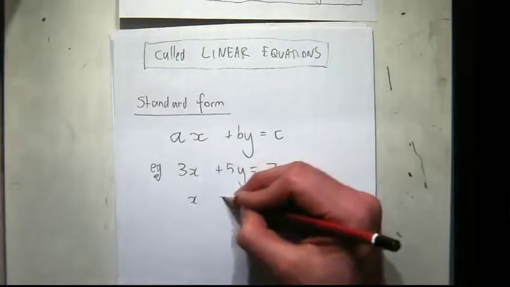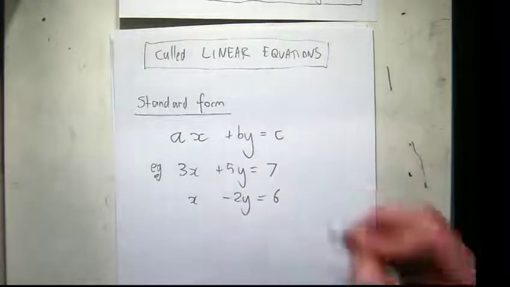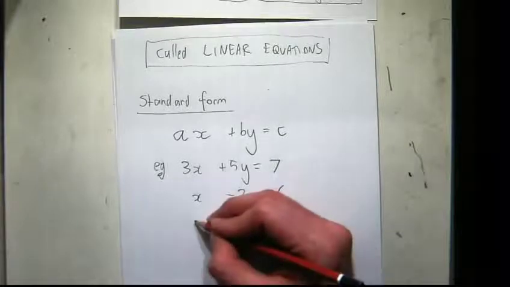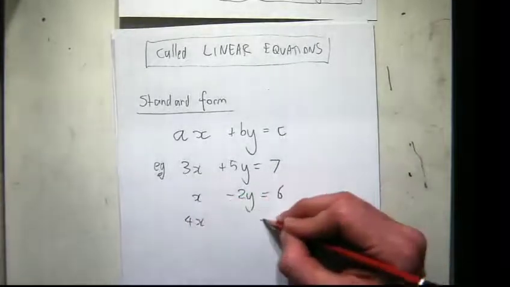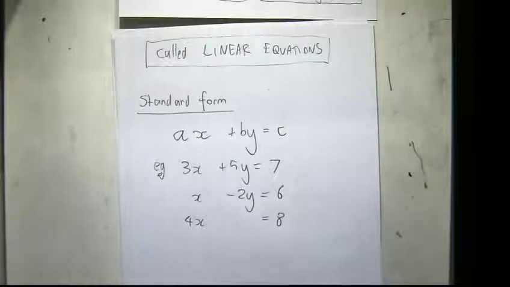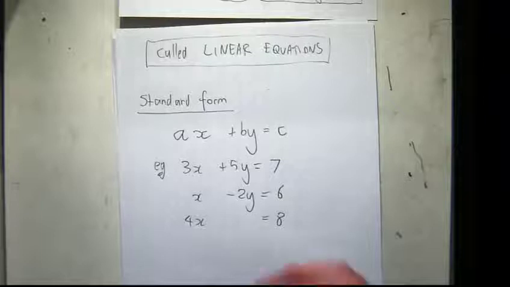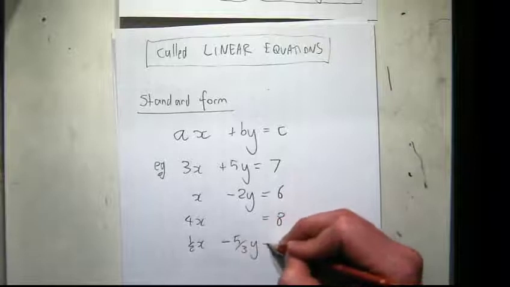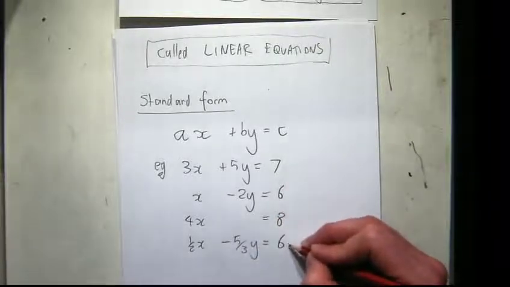Or just x minus 2y equals 6. The a is 1, because it's 1x. The b is minus 2, the c is 6. I could just have 4x equals 8. That's perfectly fine. You're allowed to have 0y. These are all in standard form, and they don't have to be whole numbers either. That's just when most people think of numbers, they think of whole numbers. I could just as easily have a half of x minus 5/3 of y equals 6.